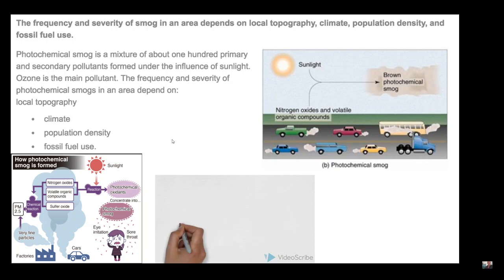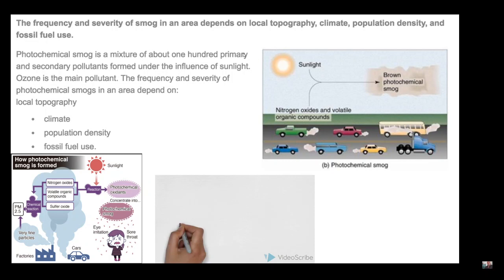But I'll let you look at this. The frequency and severity of smog in an area depends on local topography, climate, population density, and fossil fuel use. Right? Well, duh, kind of thing. But I really want to stress that it really depends on where you are.